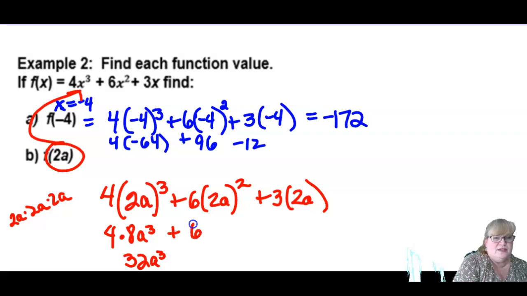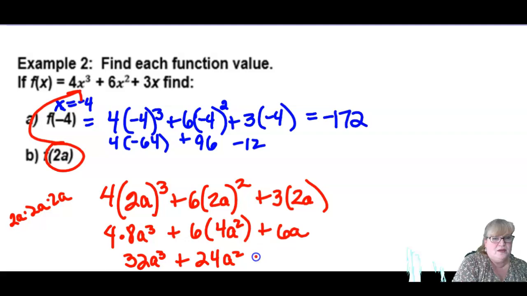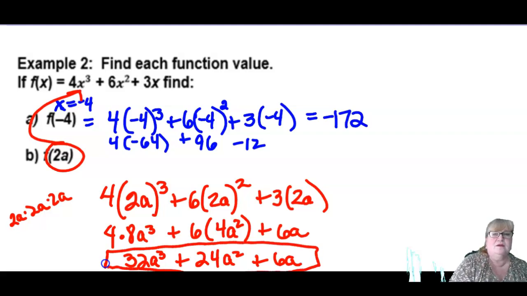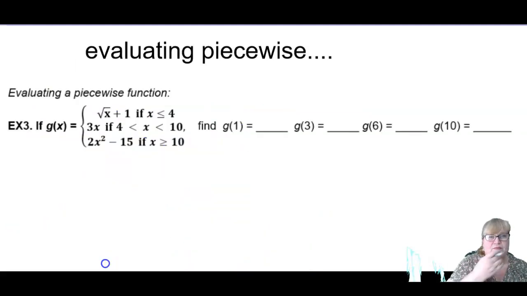This one, 6 gets multiplied by, this is 2a times 2a, which would be 4a squared. So that's a 24a squared. And back here, 3 times 2a is just 6a. And we cannot combine any of those like terms, so this is our answer. Okay, so I hope you remember function notation. I have a few more examples of that in a second.